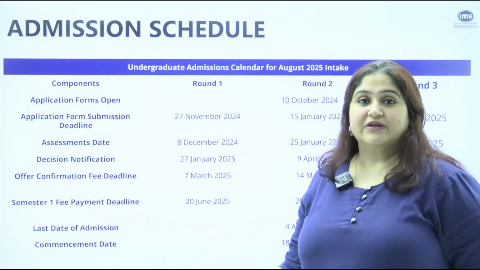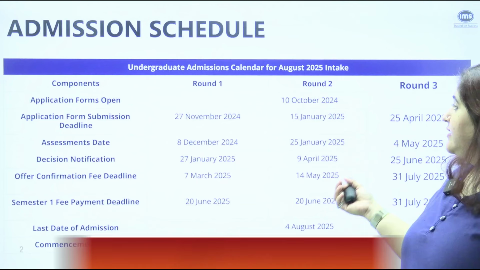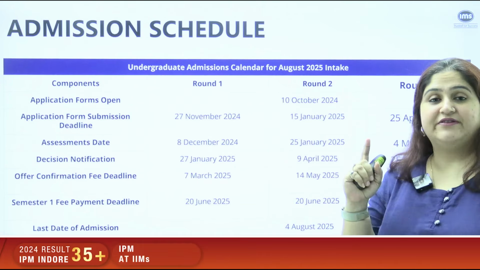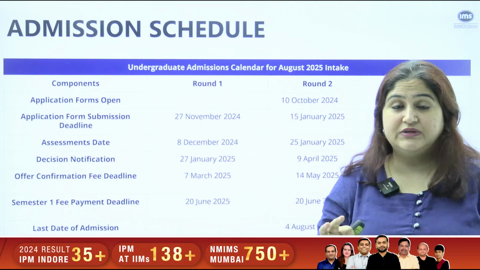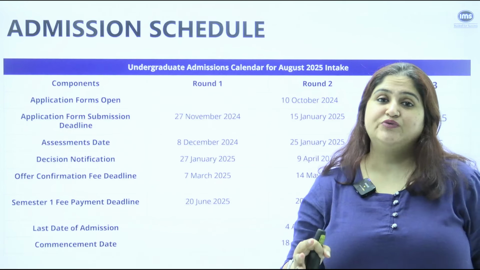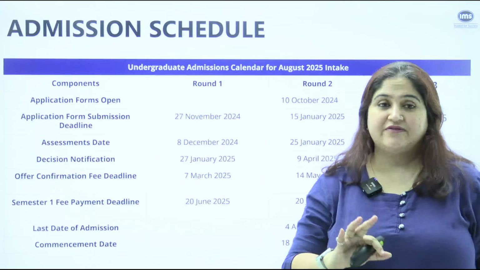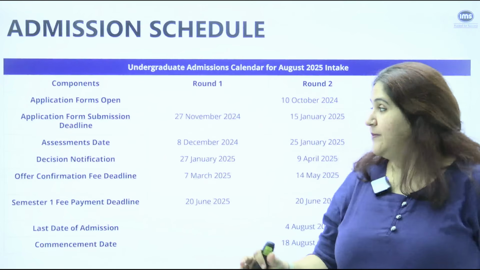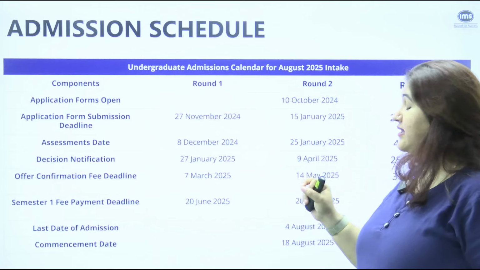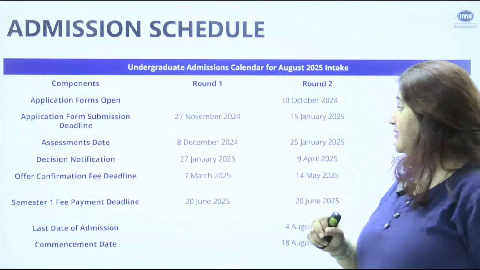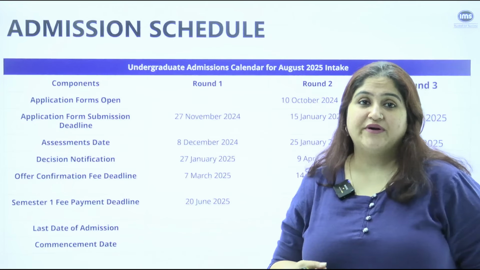Now, just to give you a little heads up, it is something which is there on the Ashoka website itself. The round started on the 10th of October and the first round will be ending on the 27th of November. It is definitely a good time provided to you to make sure that you keep the whole form ready and it's filled in the right manner. Once you submit the application before 27th of November, the assessment, which is the Ashoka aptitude test, will be conducted on the 8th of December, and post that you would be getting calls for the personal interview.